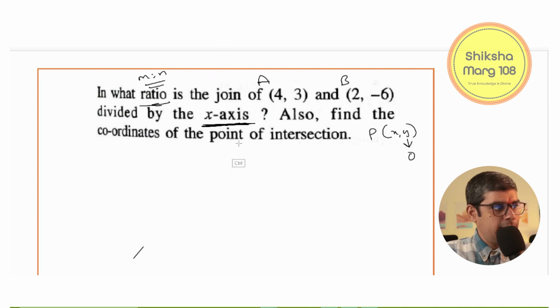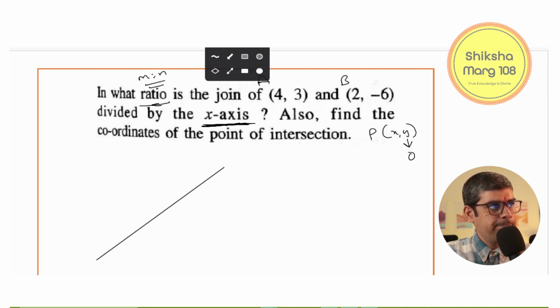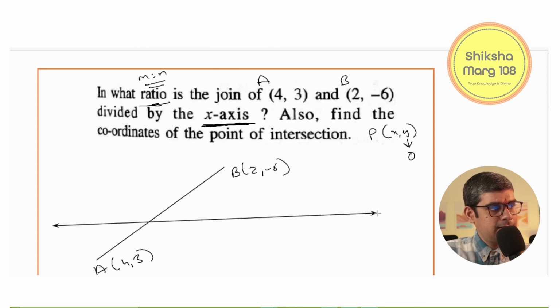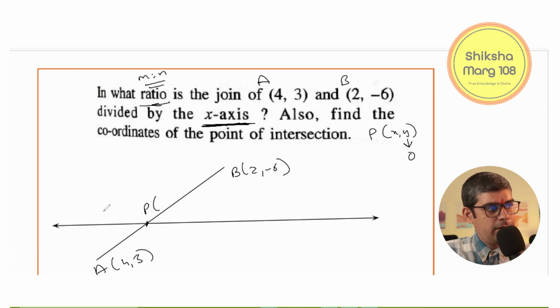So real quick, let's quickly make the join. So that's going to be A 4, 3, B is 2, minus 6, and this is the x-axis we're talking about. All right, this x-axis looks like this. This is the point P, which is dividing the line AB in a certain ratio. So let's call that ratio m is to n, obviously. And we know the x coordinate is going to be something on the x-axis, but the y coordinate is definitely going to be 0. So that's pretty straightforward.